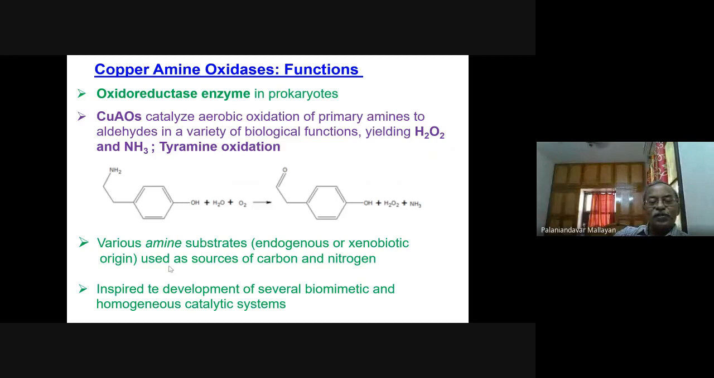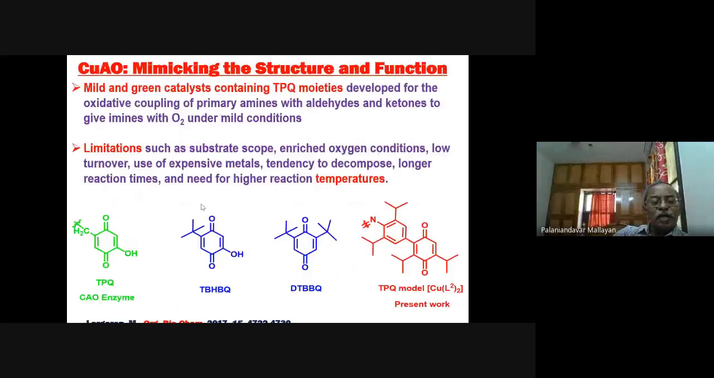That is also important. So various amine substances were used as sources of carbon and nitrogen. So this is also very important to maintain the carbon cycle. This carbon cycle is also connected to this amine oxidase. So that inspired the development of several biomimetic and homogeneous catalytic systems. So this is the TPQ in the CuAO enzyme.